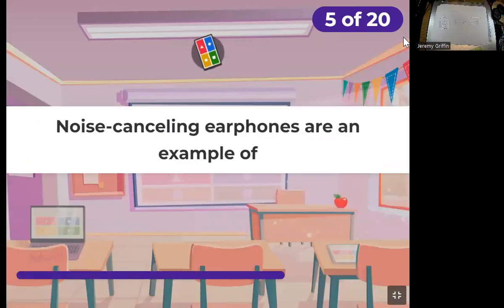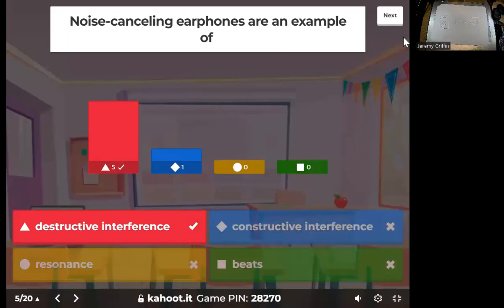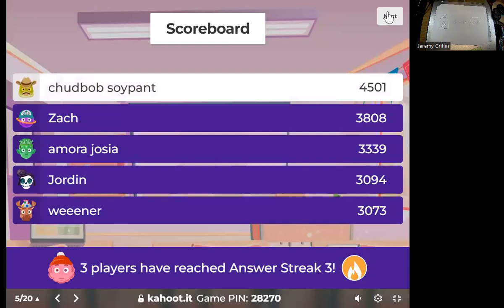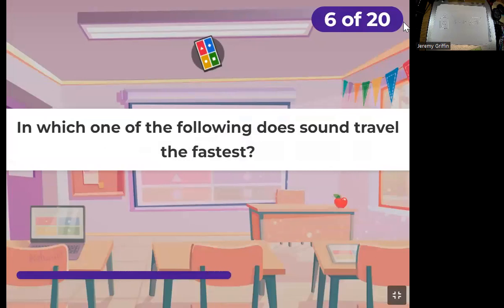Noise canceling earphones. Hey, we talked about this last week. Example of destructive interference, right? So I was showing you guys transverse examples, but longitudinal you can do too, right? You just reverse all the high and low pressure points. That's noise canceling headphones. Which of the following does sound travel the fastest?